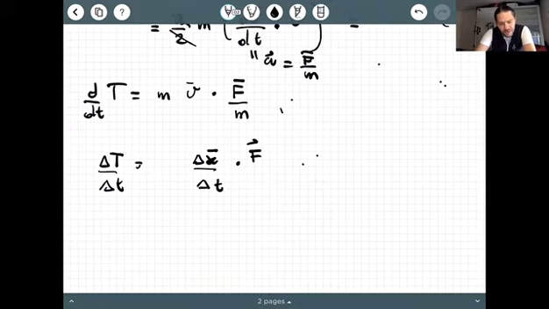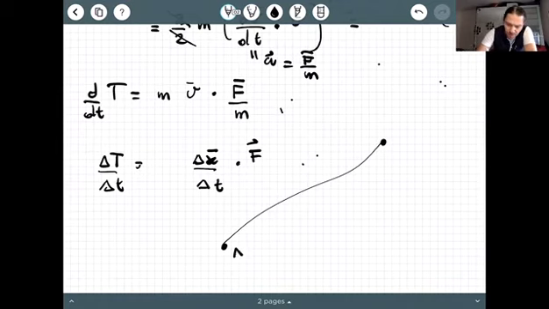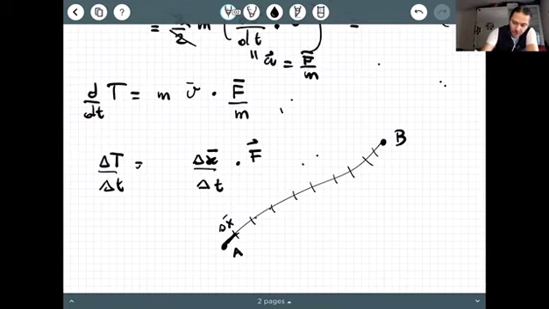Now, if I'm interested in summing and considering what is the change of kinetic energy when the particle goes from A to B, I want to split this into little pieces of size delta x, and for each of these little segments, the particle took a time delta t to go from here to here to here. Now, from this equation, for each of these small segments, the kinetic energy changed by this factor.